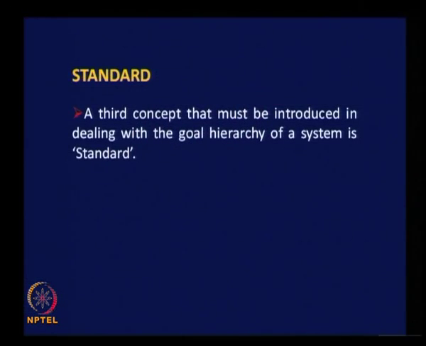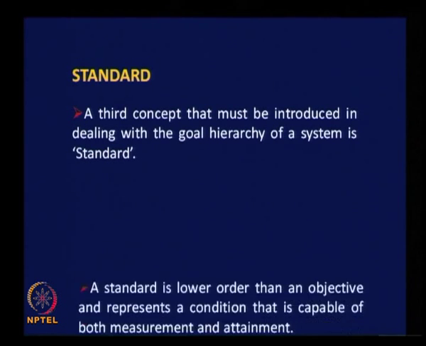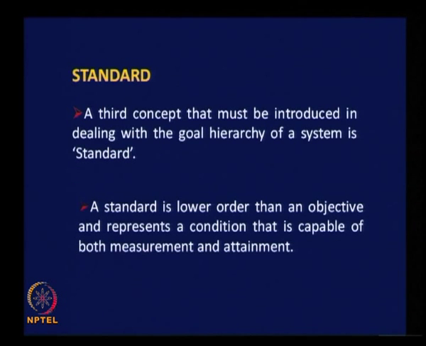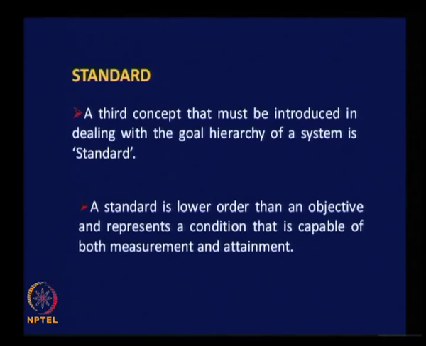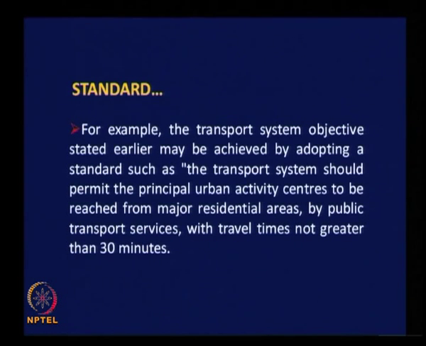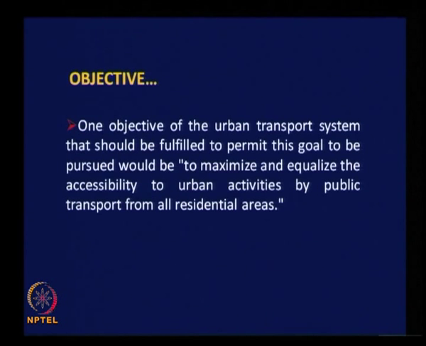Okay. Let us try to get some standard for the stated objective. A standard is lower order than objective and represents a condition that is capable of both measurement and attainment. Standard is measurable as well as attainable. Let us try to get a standard for the stated objective, for example, the transport system objective stated earlier. I hope all of you recollect the stated objective, otherwise I will go back. Let us read the objective and get back. This is the objective: to maximize and equalize the accessibility to urban activities by public transport from all residential areas. This is the objective. We are trying to get a standard for this objective.